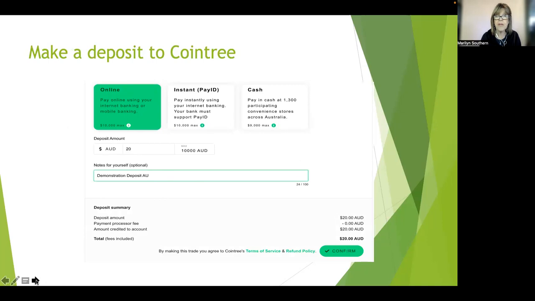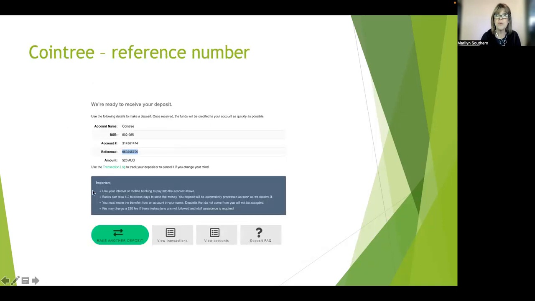After you've confirmed, then go back to your bank, because you will need these details. You'll need the account name, which is Cointree, BSB number, account number, and this reference here, this highlighted, is unique to that transaction only. So I'm not sharing my Cointree details with anyone. There is a unique number for each transaction.